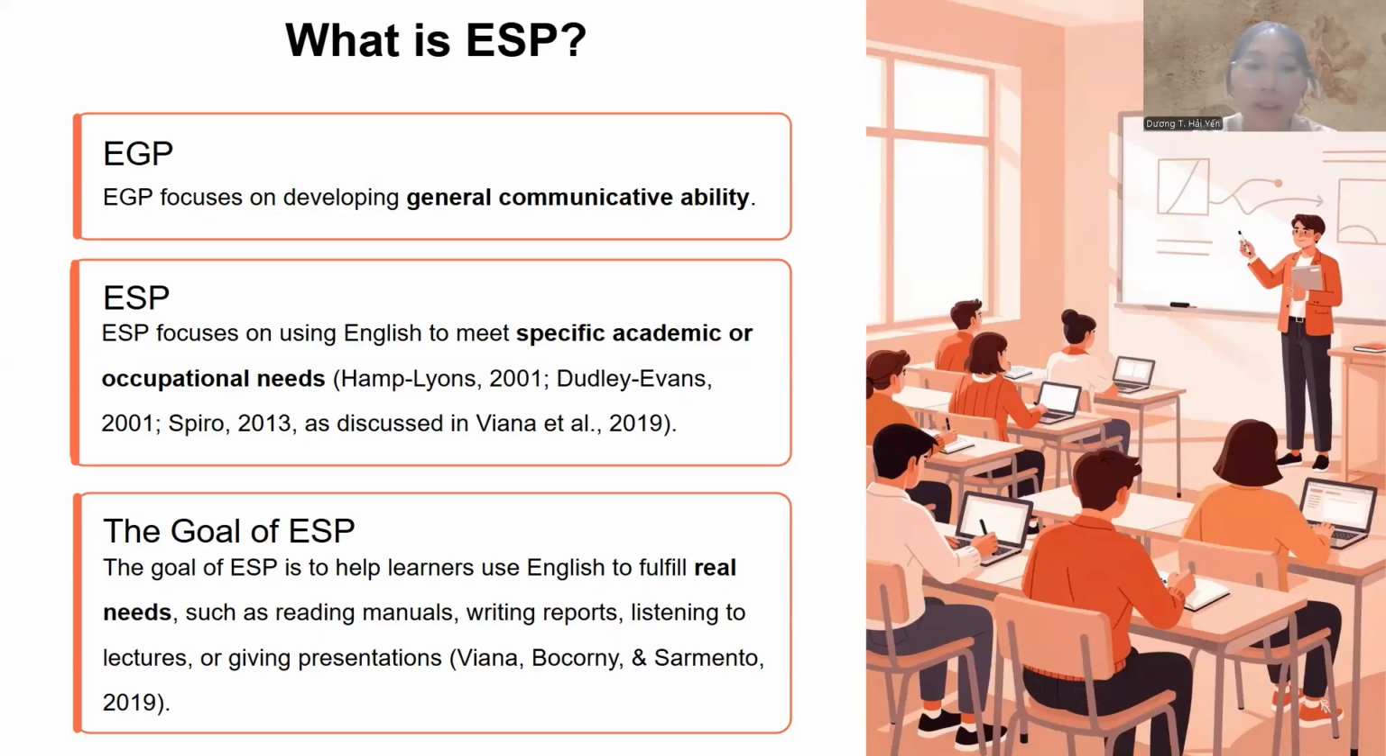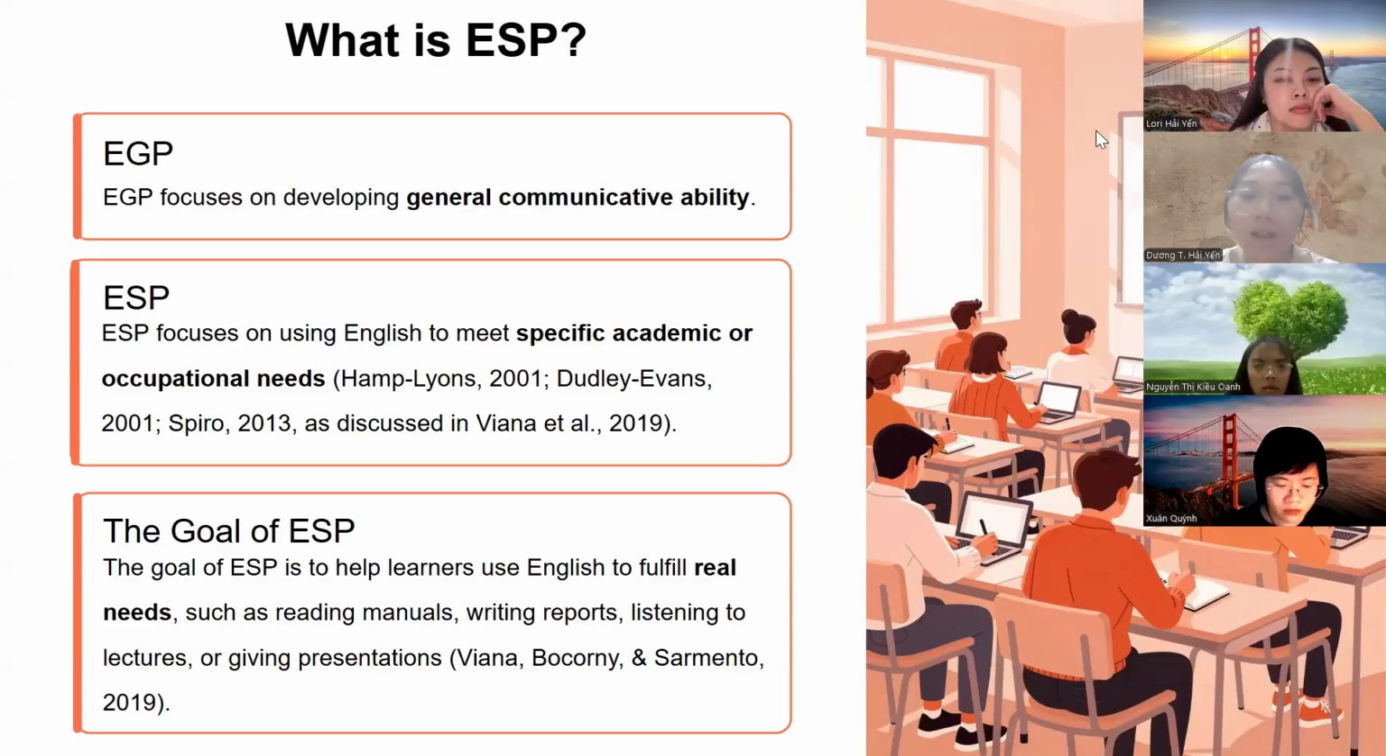And EGP focuses on developing general communicative ability. In other words, learners study English for overall communication in everyday life. In contrast, ESP focuses on using English for specific academic or occupational needs. This means learners study English because they need it for a particular purpose, such as work or study. For example, they need English to read manuals, write reports, listen to lectures, or give presentations.